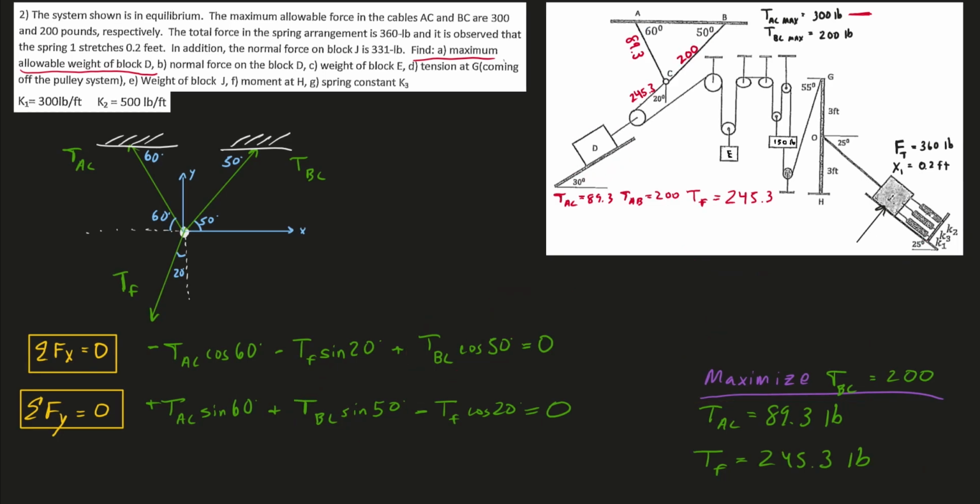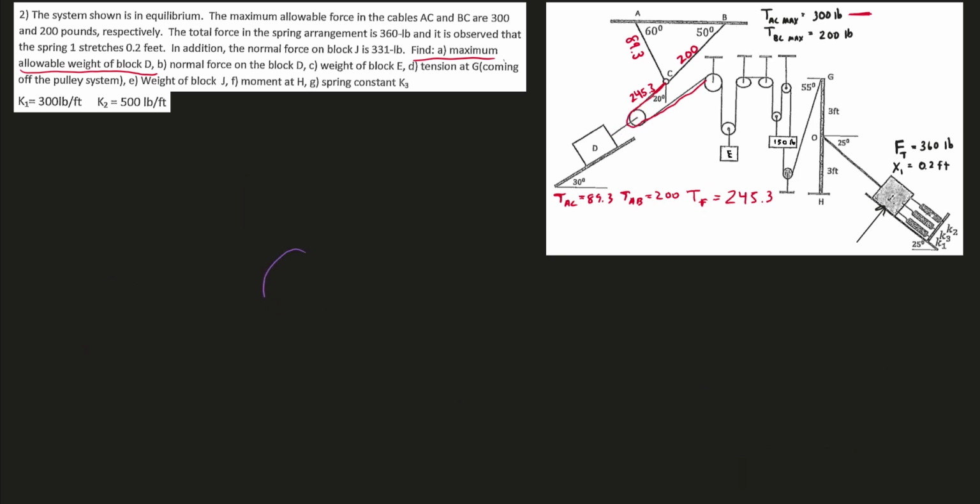Alright, so now that we know the tension in this rope, notice that this rope extends all the way over here. So I might do a free body diagram on this pulley right here, so maybe we can figure out the force of the rope attaching to block D. So that's actually pretty trivial.